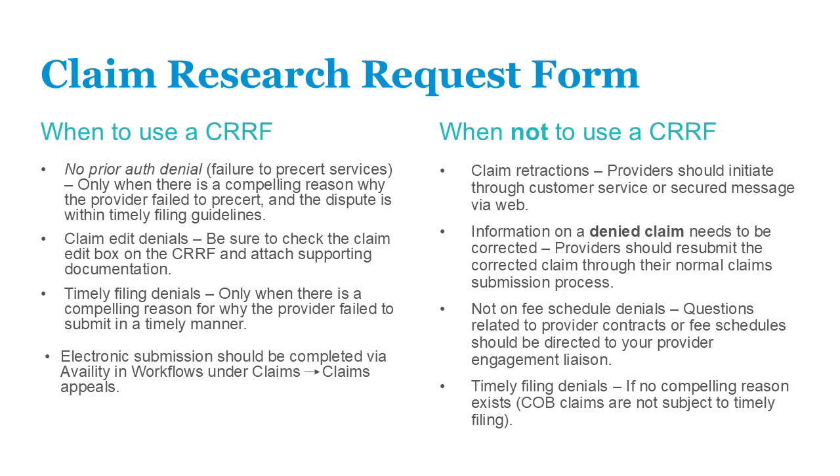An example of when to use a CRIF is if no prior auth was obtained. You would need to submit documentation indicating why the prior auth was not obtained. Claim edit denials examples would be incidental or bundled edits, or the modifier 25 rule. Remember, notes are always required. You should not use a CRIF to retract a claim, to add a code to your fee schedule, or correct information on a denied claim. You should submit a replacement claim. When in doubt about the CRIF process, contact your liaison.